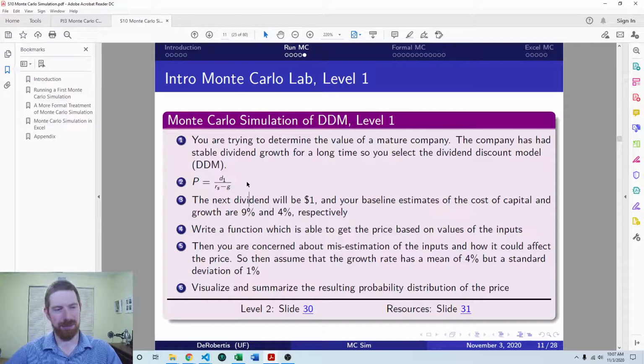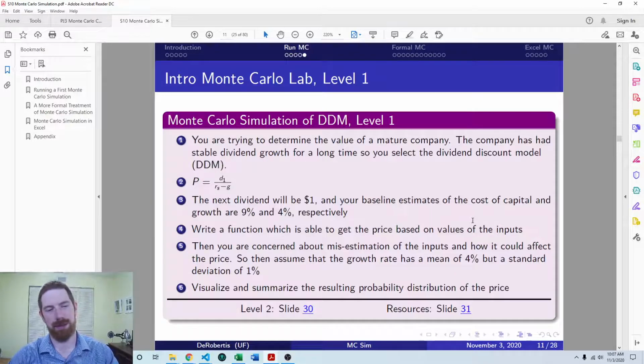And I gave you the initial values to use for the inputs. So the next dividend is going to be $1. The discount rate, cost of capital, is going to be 9%. And the growth rate is going to be 4%. So the first step here is just to build out the core model, which is able to take these inputs and produce the price from those inputs.